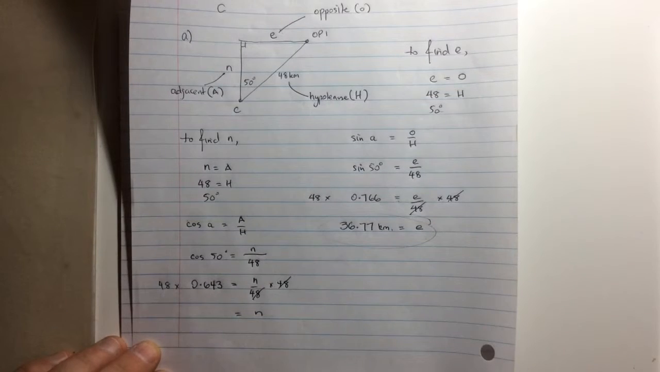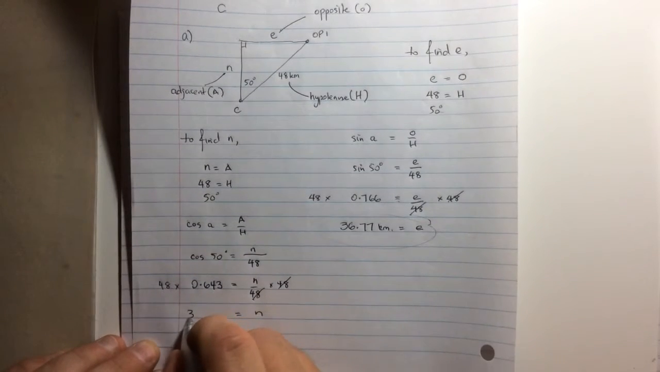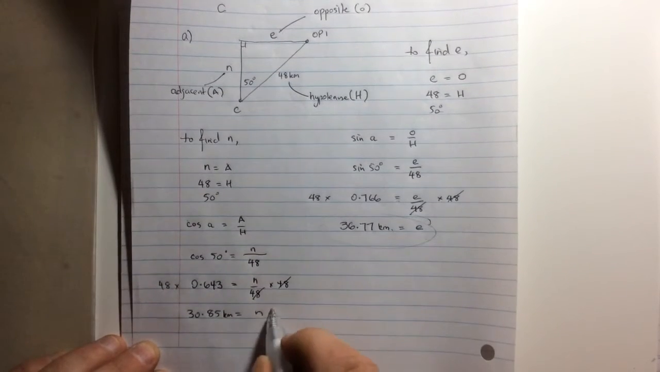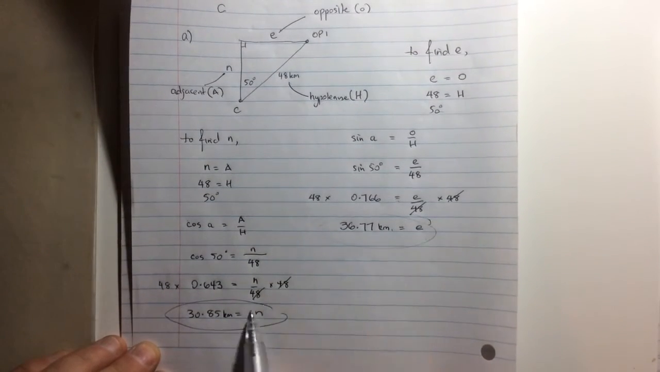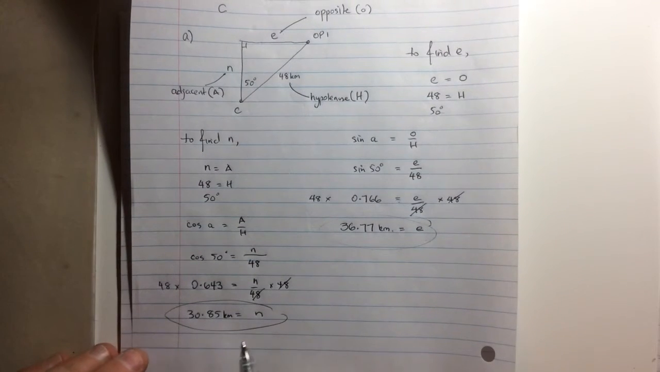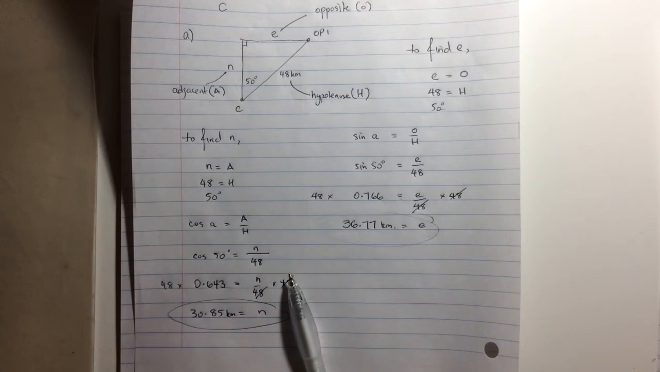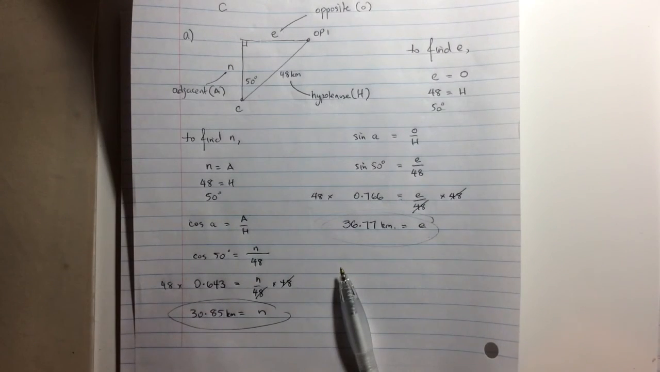Let's work that out. 48 times 0.643, and I get 30.85 kilometres. And those are the answers to part A. I'll go on and try to do the others, but we'll just leave it for now while I see if I can actually do anything with this video.